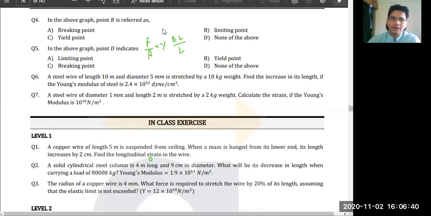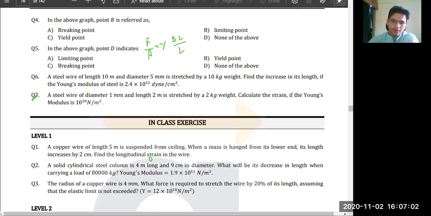Now, seventh one. If you see question number 7, tell me, guys, it is the same concept, same as question number 6. Don't you think? So I hope all of you can solve question number 7 also.